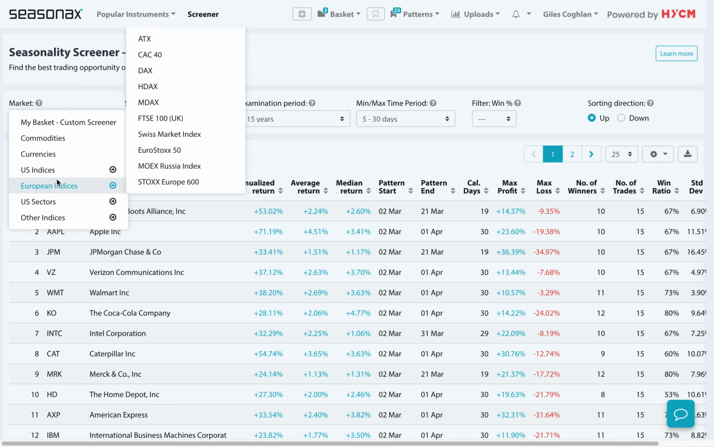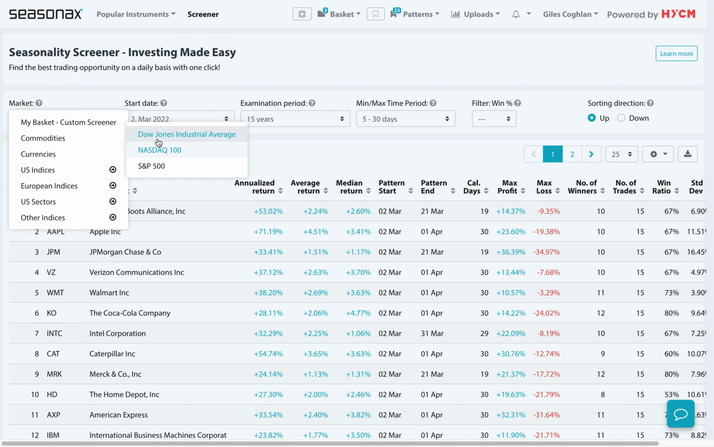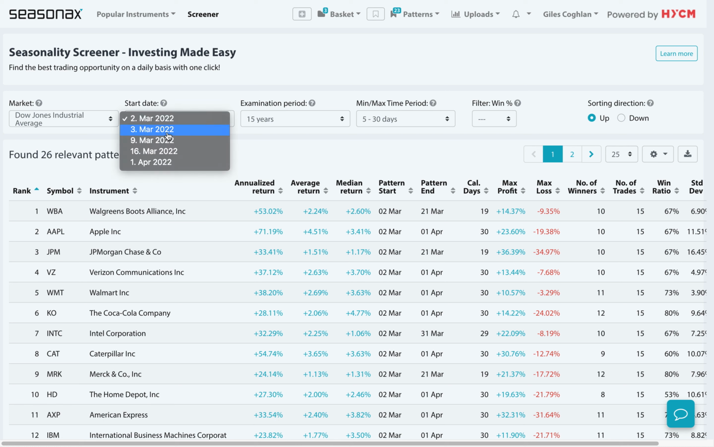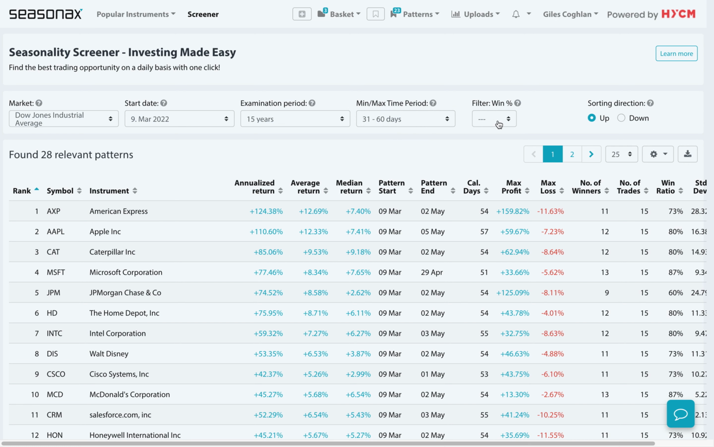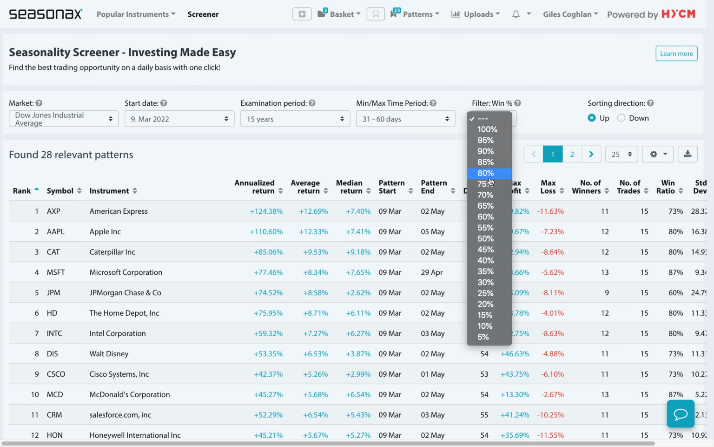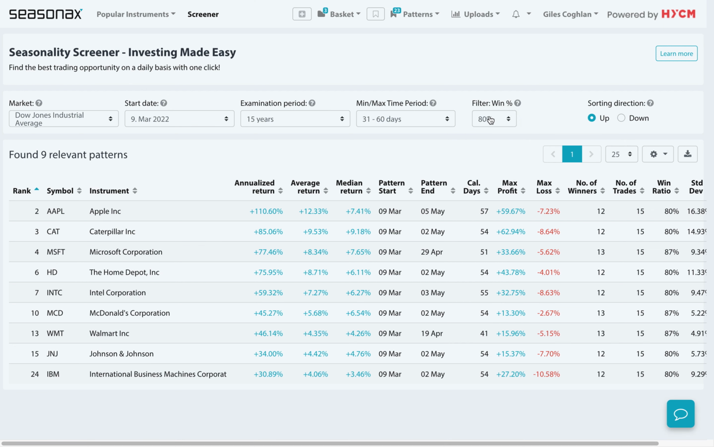So let's look at US indices. Let's look at the Dow Jones. And let's look at a start date. We'll start 9th of March over 15 years. We'll look at the sort of 31 to 60 day holding period. And let's say we only want trades that have an 80% winning percentage. And there we can see a selection of different stocks in the Dow Jones.